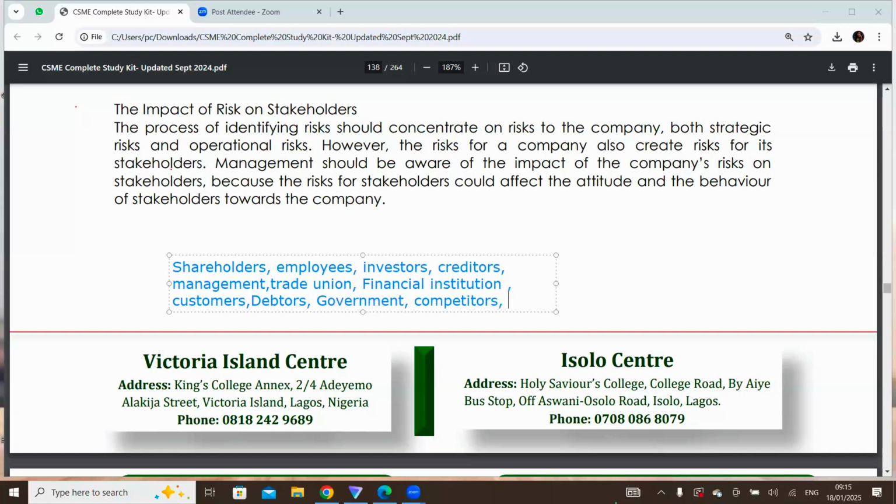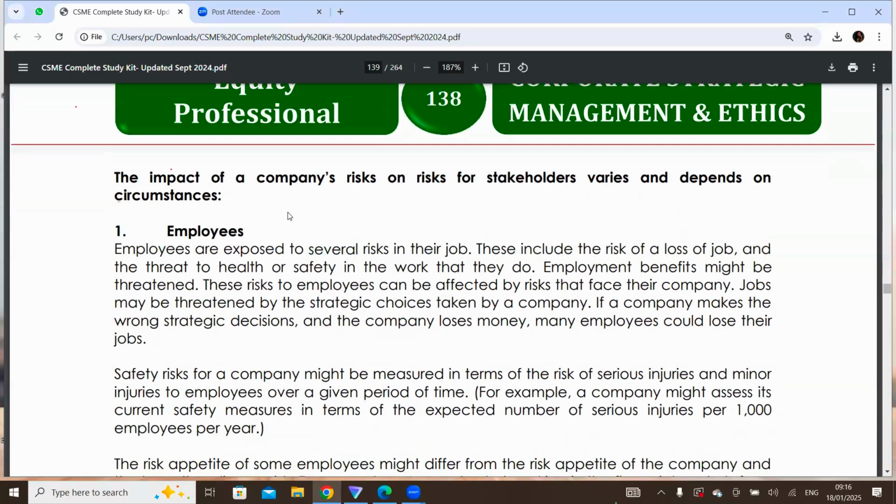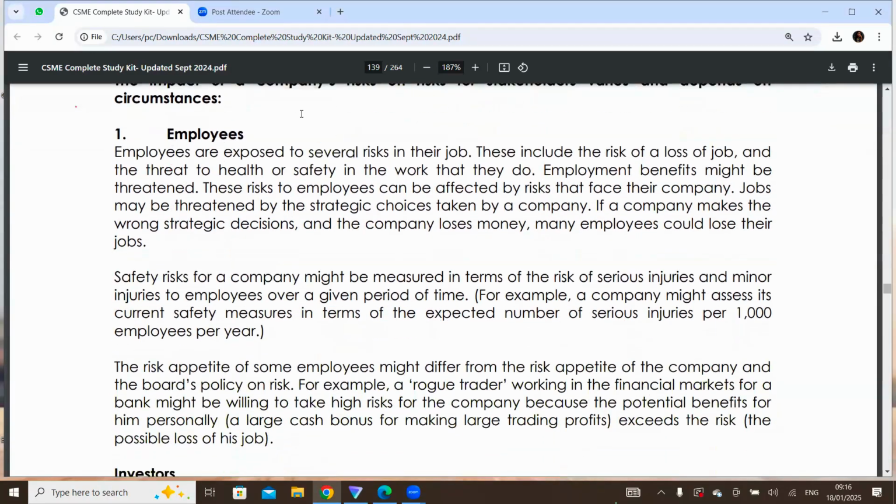This is just to show you that we could go on and on when it comes to different stakeholders in a business. So we're going to be looking at the impact of companies' risks on different stakeholders. Let's do it together. The first one, employees. Before we read, when a company closes down, what is the impact of the closure of a company on employees?